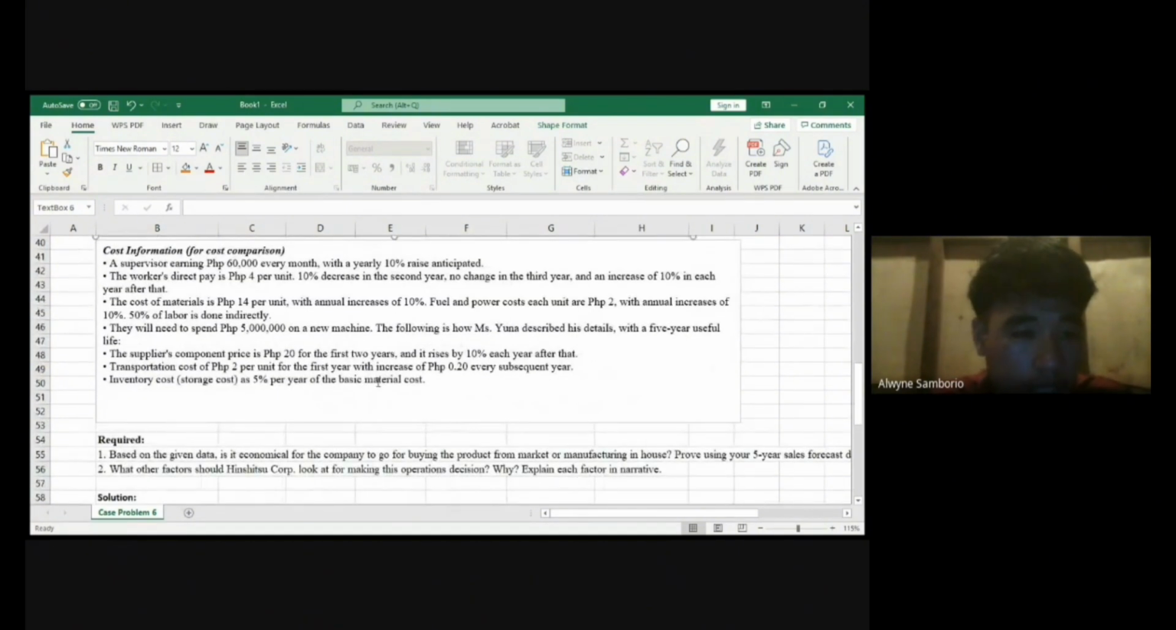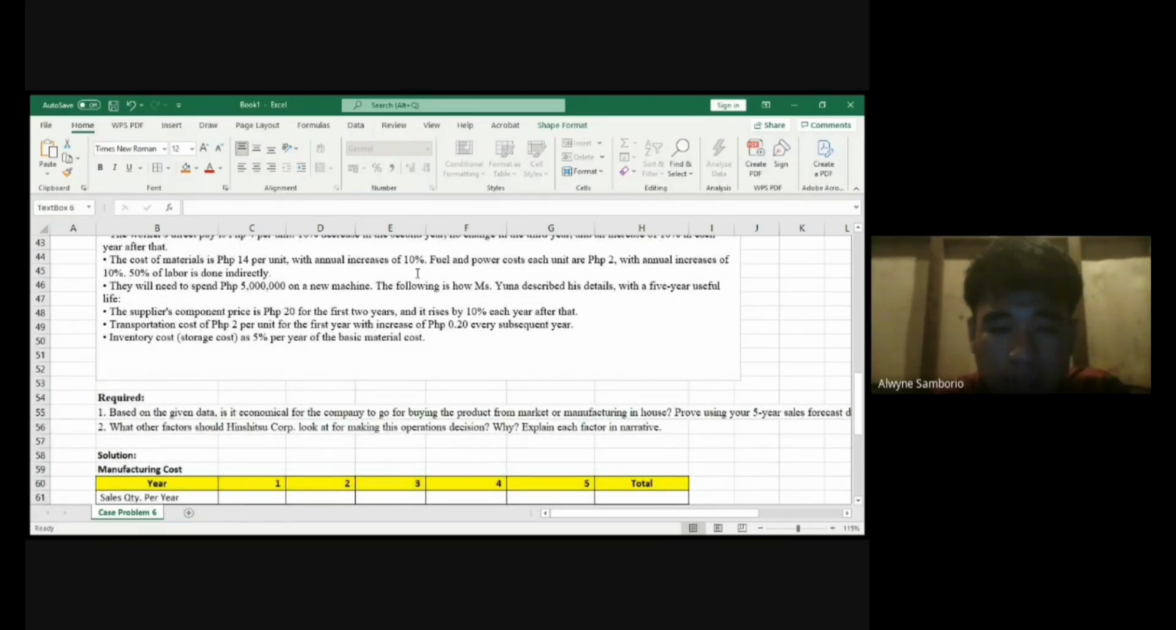Then for the cost information for the cost comparison, a supervisor earning 60,000 pesos every month with a yearly 10% raise anticipated. The worker direct pay is 4 pesos per unit, a 10% decrease in the second year, no change in the third year, and an increase of 10% in each year after that. The cost of materials is 14 pesos per unit with an annual increase of 10%. Fuel and power cost 2 pesos per unit with an annual increase of 10%. 10% of labor is done indirectly.